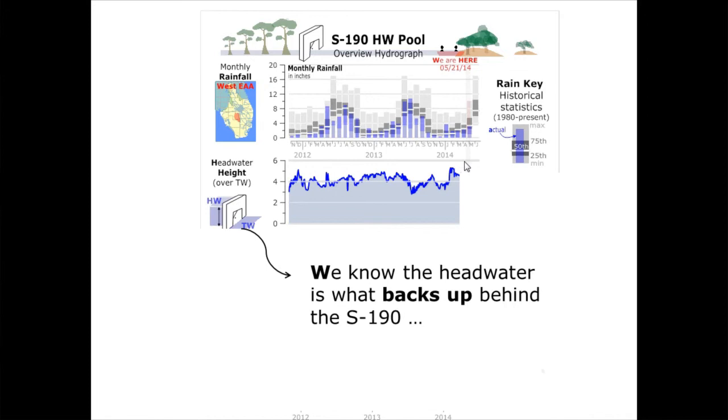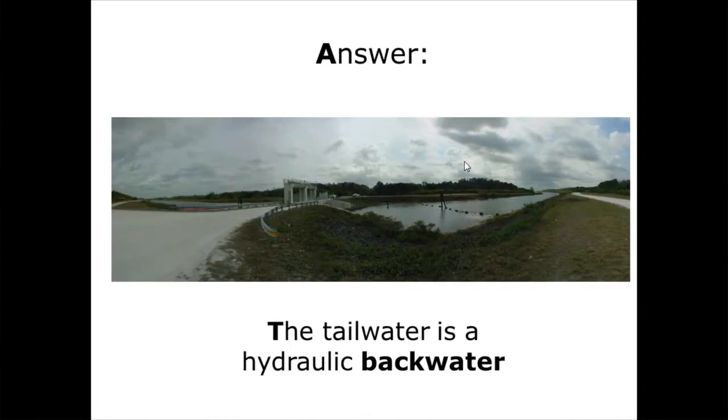We know that the headwater is just being caused by the gates of the S190 being closed, but what causes that tailwater elevation? And this I found really interesting, and the answer is the tailwater is a hydraulic backwater, an 18-mile long hydraulic backwater.